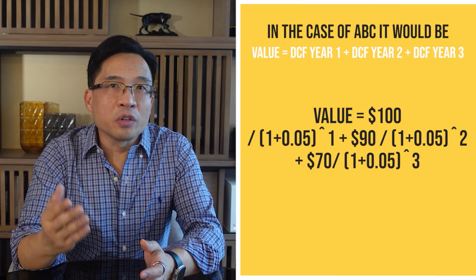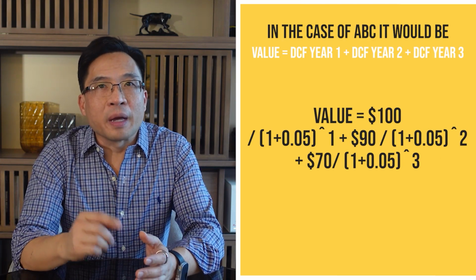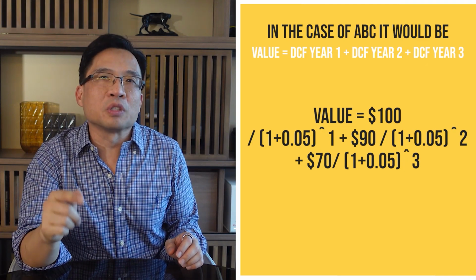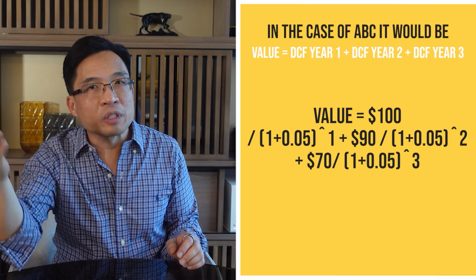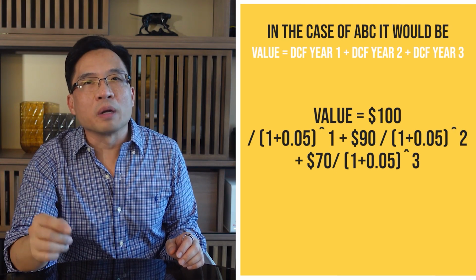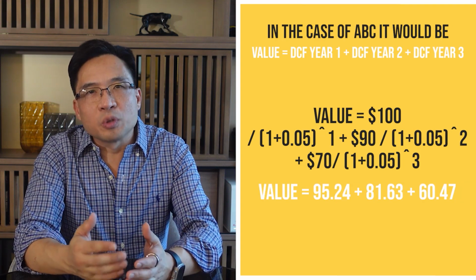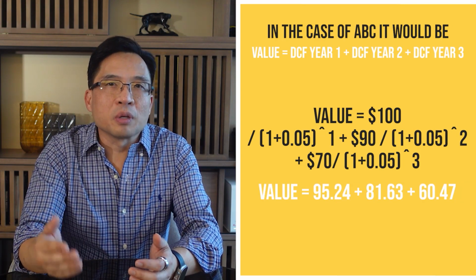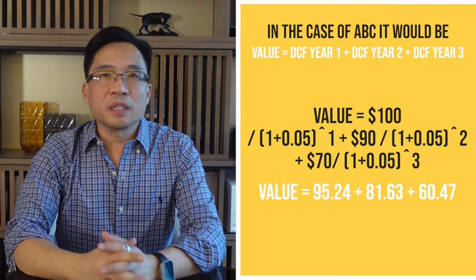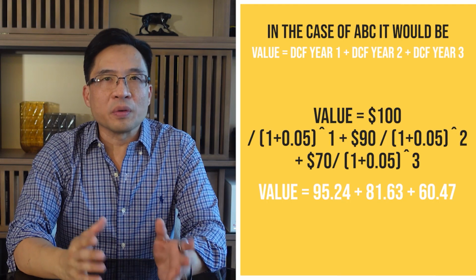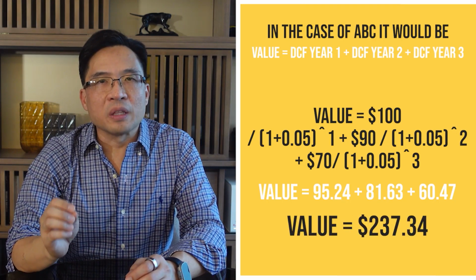The value would be $100, which is next year's cash, divided by 1.05, plus 90 divided by 1 plus 0.05 squared, plus year 3, which is $70, divided by 1 plus 0.05 cubed. So the value will be equal to 95.24 plus 81.63 plus 60.47. Summing the discounted values of each year gives us company ABC's valuation, which is $237.34.